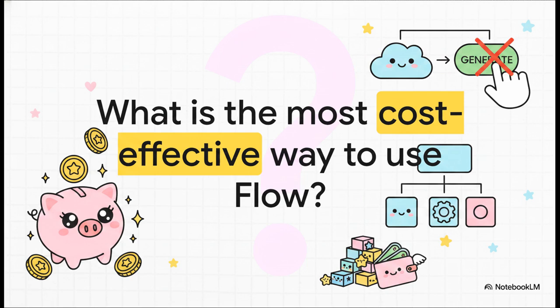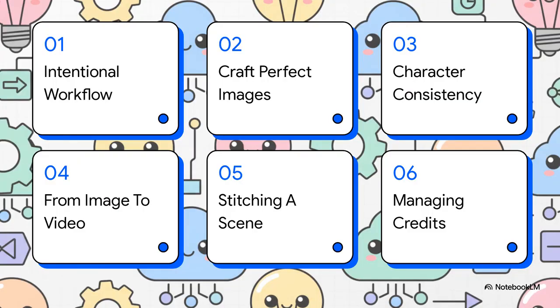Because here's the reality. Every single time you hit that generate button, you're spending your credits. The real secret to maximizing this platform isn't just knowing which buttons to press. It's about mastering a specific workflow geared totally around saving your credits while still pumping out incredibly high-quality, cohesive scenes. And by the end of this explainer, you're going to know exactly how to do just that. Okay, let's dive into this.